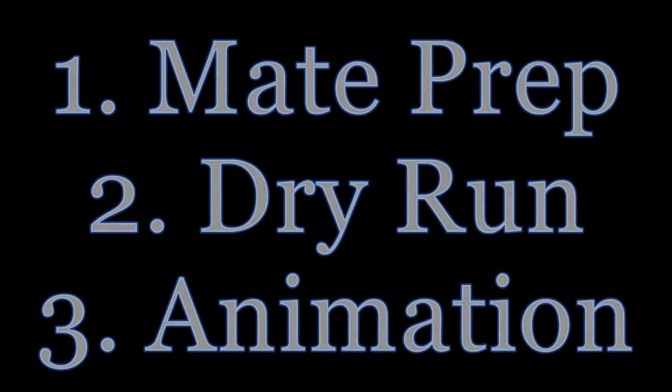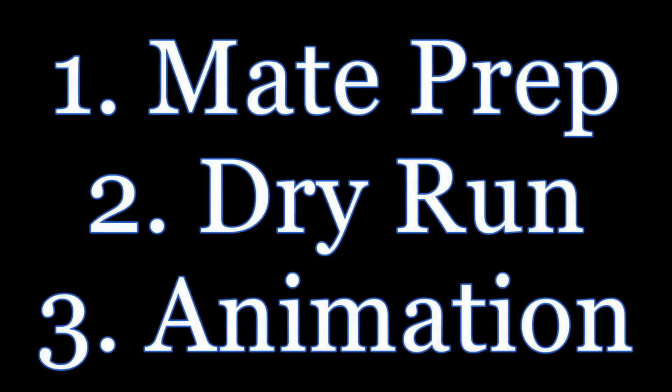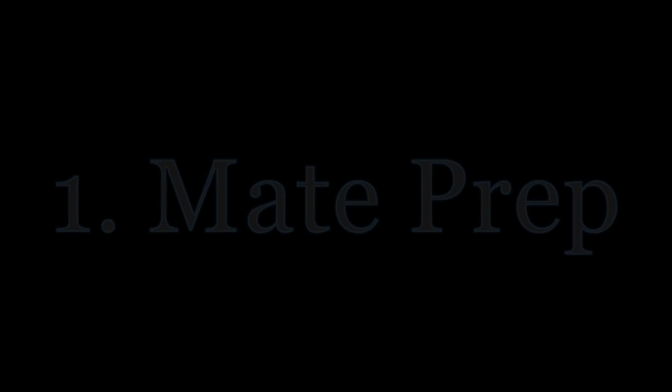This process is broken up into three different sections. The first section is what I call mate prep, where we start to look at preparing all of the mates that we're going to need for the animation. Then we go into the next section called a dry run, which is where we make sure that our model is able to go through all the motions that we'll need for the animation. And lastly, we'll go into the animation features, which is looking at how we utilize the SolidWorks storyboard to get our final animation.